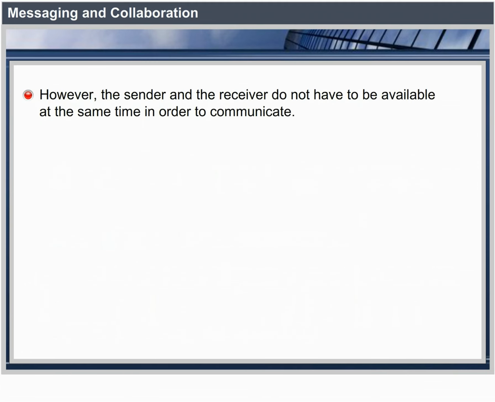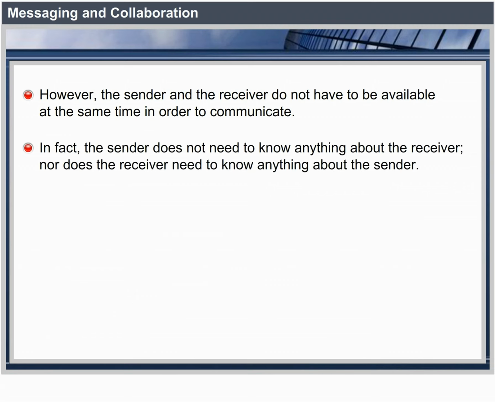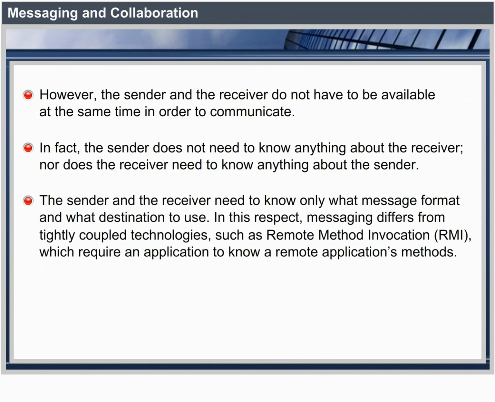However, the sender and the receiver do not have to be available at the same time in order to communicate. In fact, the sender does not need to know anything about the receiver, nor does the receiver need to know anything about the sender. The sender and the receiver need to know only what message format and what destination to use. In this respect, messaging differs from tightly coupled technologies such as remote method invocation (RMI), which require an application to know a remote application's methods.